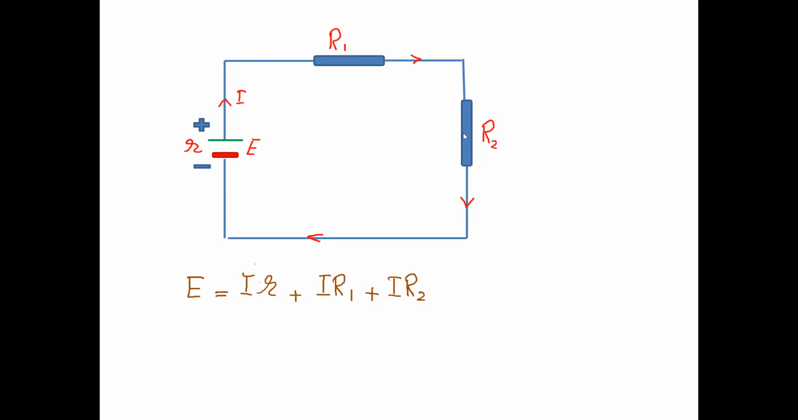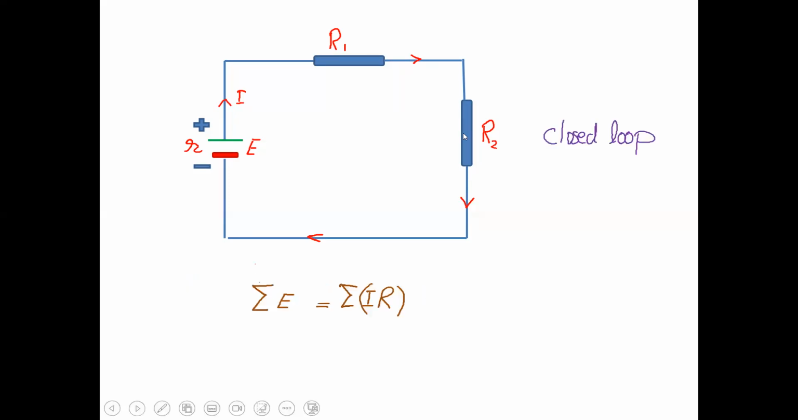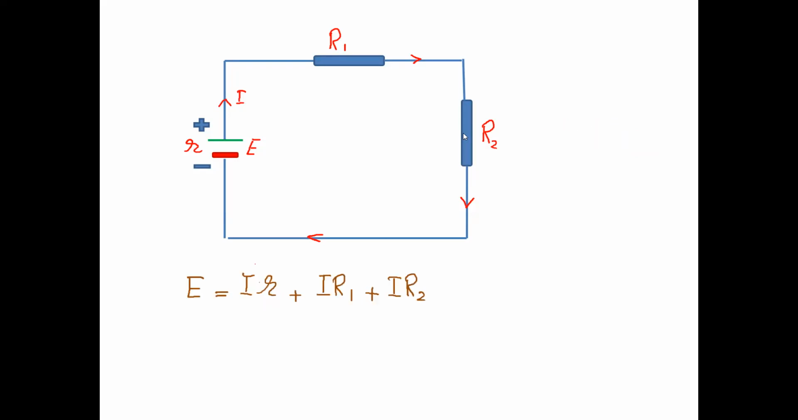So we copy all of this? No, the circuit is already copied. Only the equation has to be added in the previous screen. This screen is already there. Yes. You have sigma E is equal to sigma IR. Under that, copy this equation.